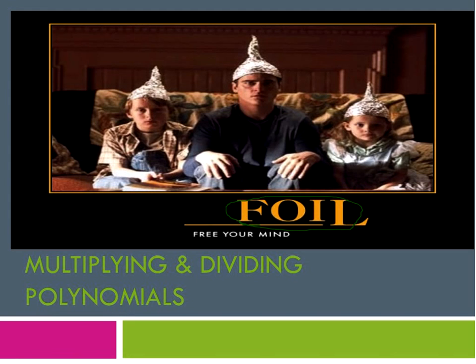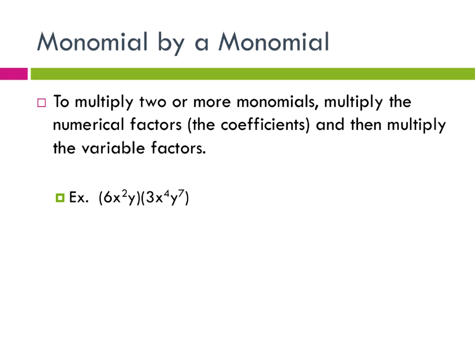Because FOIL is an acronym that we use in mathematics when we look to multiply two binomials. Very popular acronym. So we'll be looking a little bit more at that when we work on multiplying and dividing polynomials.